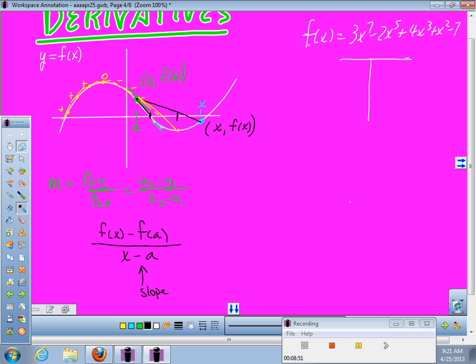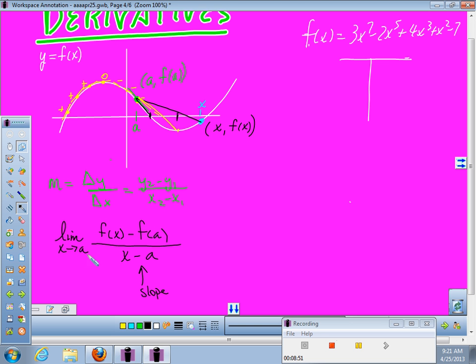Okay, so what do we know that lets us say, hey, I want x to get really, really close to A? Ta-da! The limit, yes. Yes, we simply put a limit on it. Let x get really close to A, and they get so close together it's virtually the same point, and you have the slope of the tangent line.